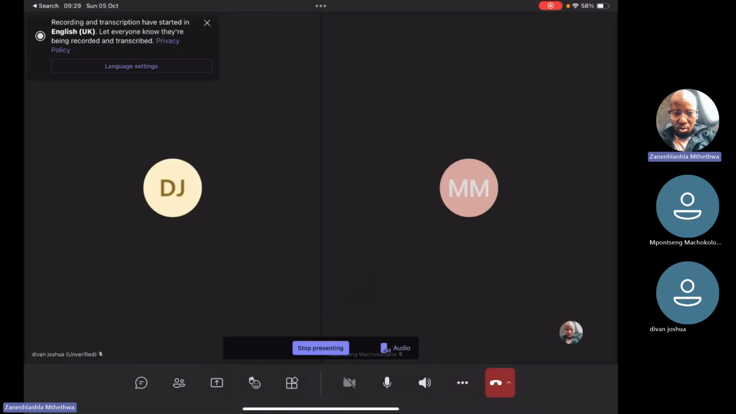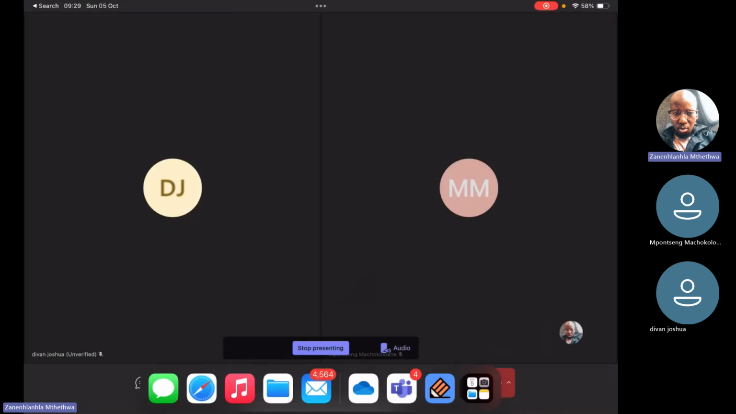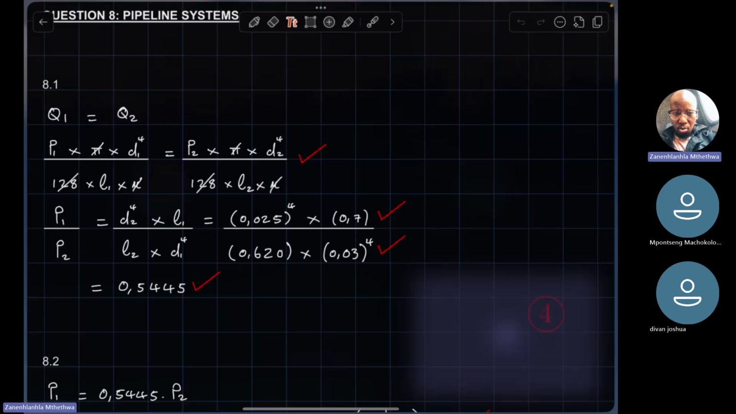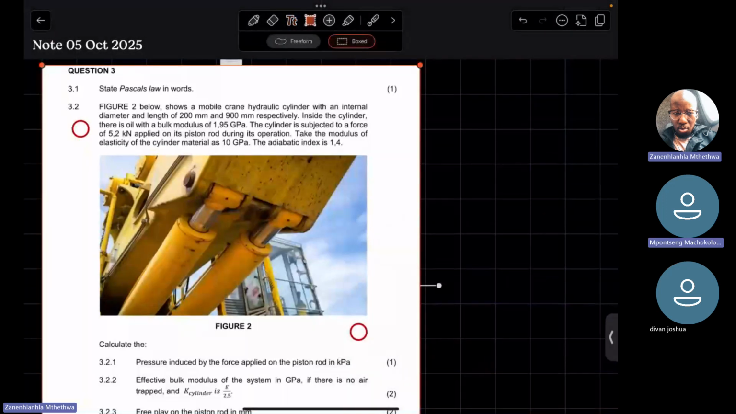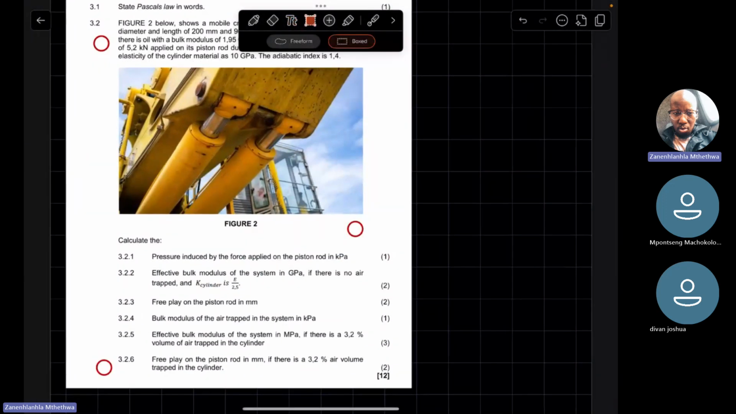Right. Can you see my shared screen? Oh, yes, we can see the screen. All right, good.